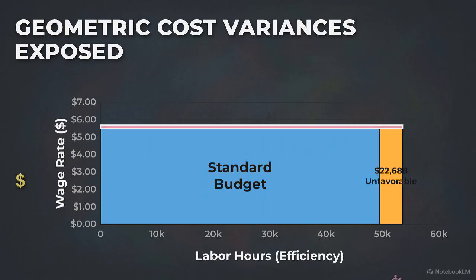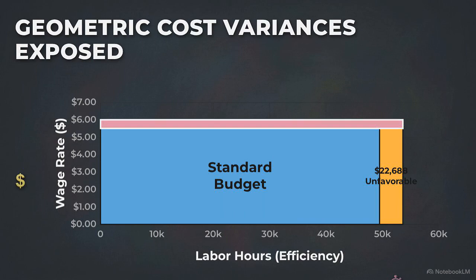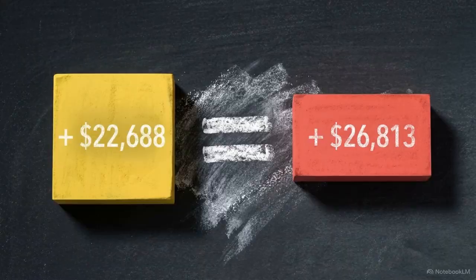$26,813 unfavorable. To find the overall impact on the budget, we simply sum the values of our two geometric additions. Adding the specific rate and efficiency areas together perfectly matches the total flexible budget variance of $49,501 unfavorable. The geometry proves the math.